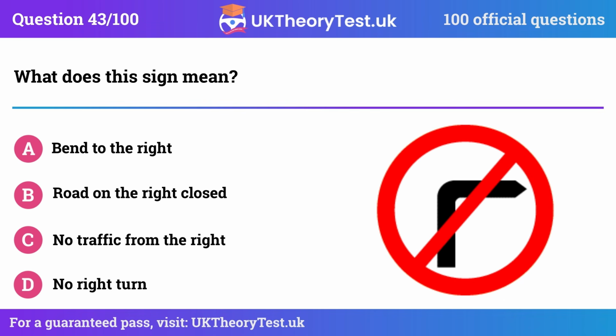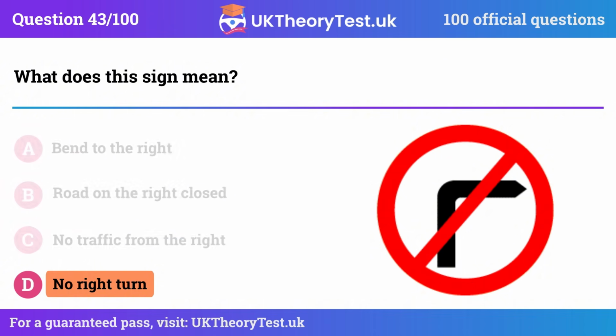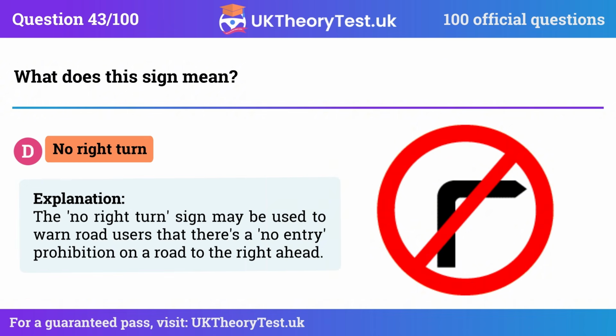The correct answer is D. No right turn. Explanation: the no right turn sign may be used to warn road users that there's a no entry prohibition on a road to the right ahead.